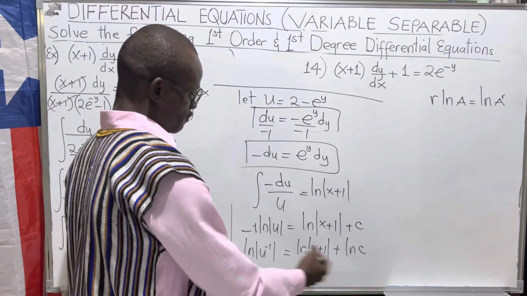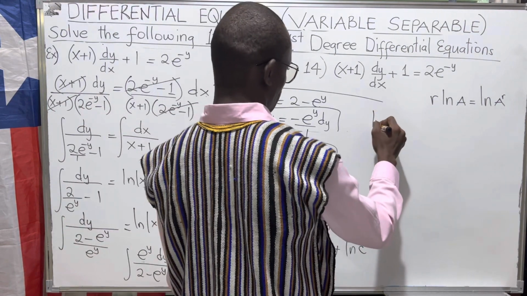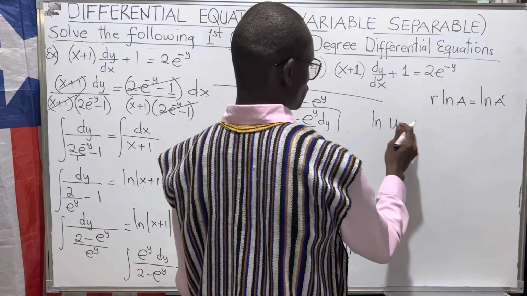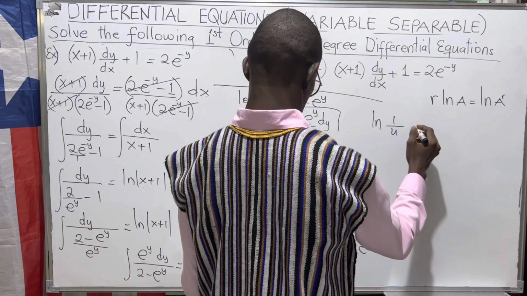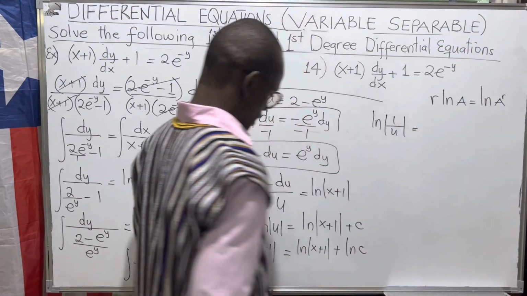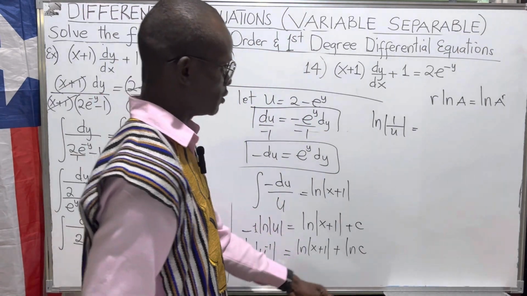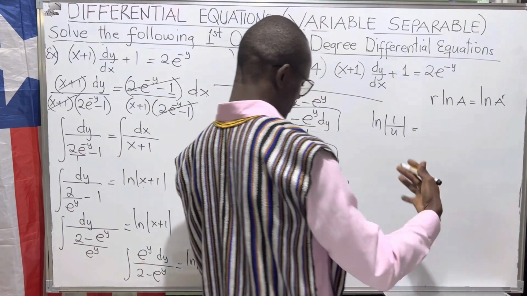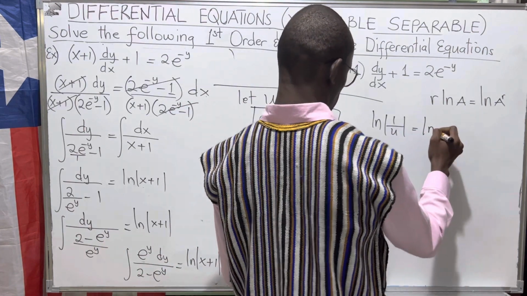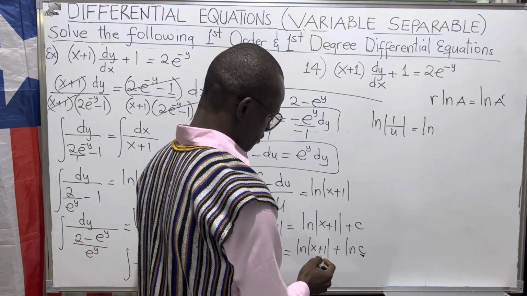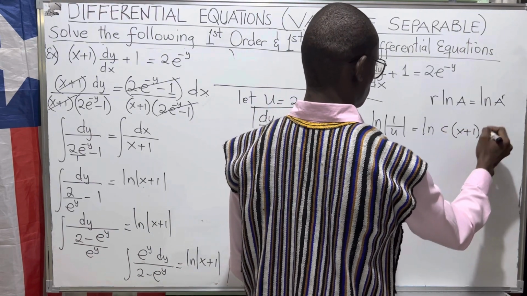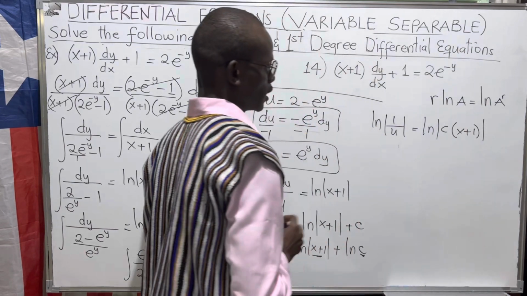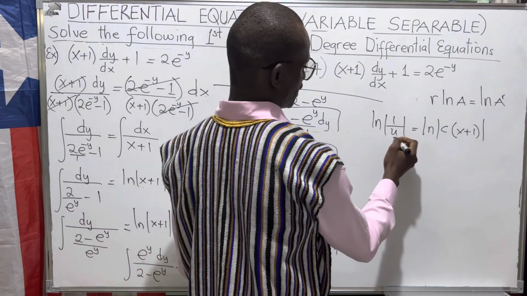So we further simplified, we have the ln of u, which is now 1 over u, equals, now the ln of a plus the ln of b is just equal to the ln of a times b. So this will be the ln of this times this one. So it's c times x plus 1. So what do we do now? We want to solve for this one.